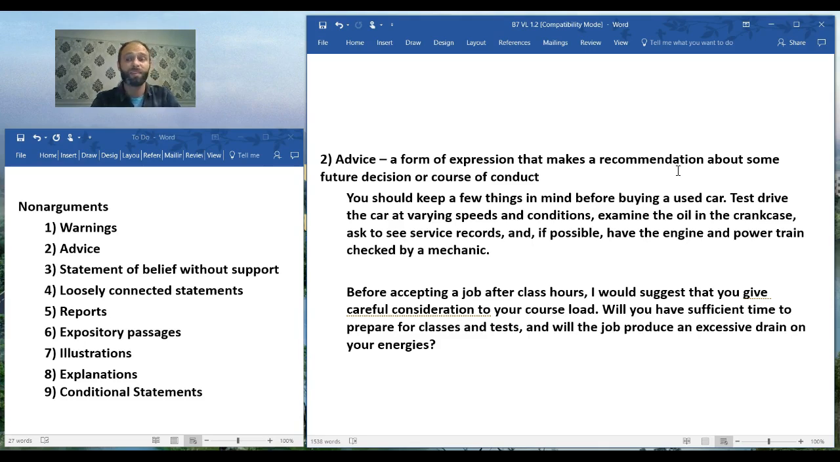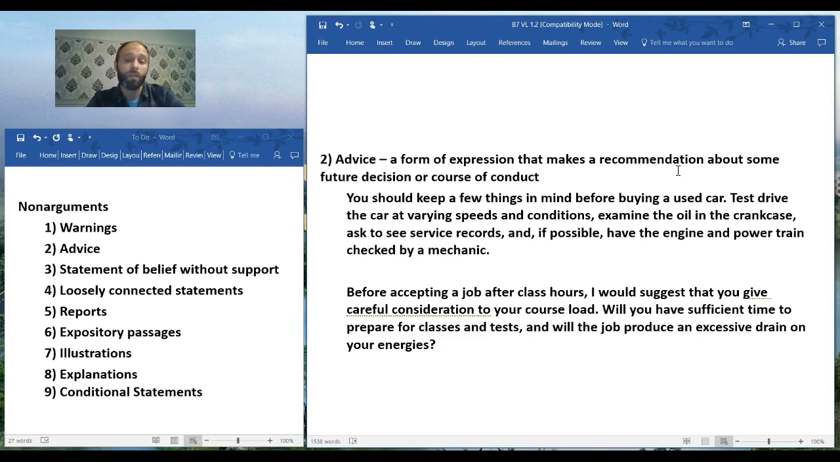It says keep a few things in mind, and then it tells you keep this thing in mind, do this thing, do this thing, do this thing. So that's just a whole bunch of advice. Consider the next passage. Before accepting a job after class hours, I would suggest that you give careful consideration to your course load. Will you have sufficient time to prepare for classes and tests? And will the job produce an excessive drain on your energies?